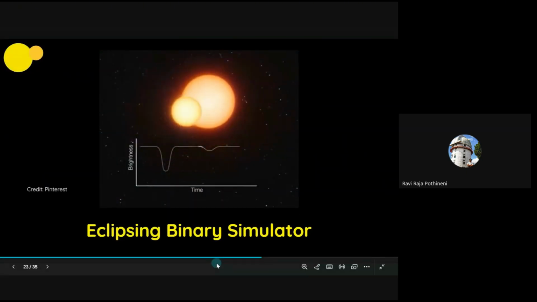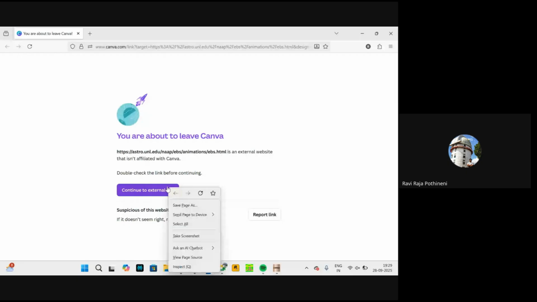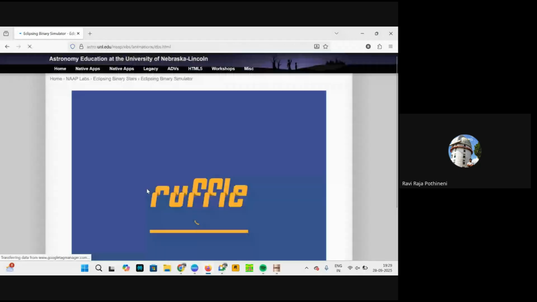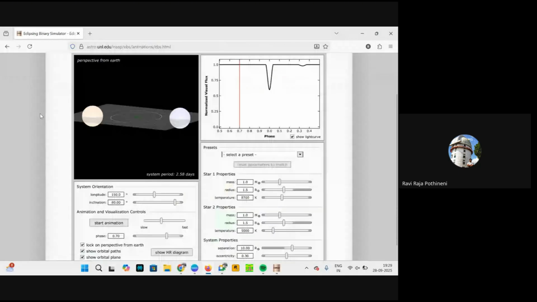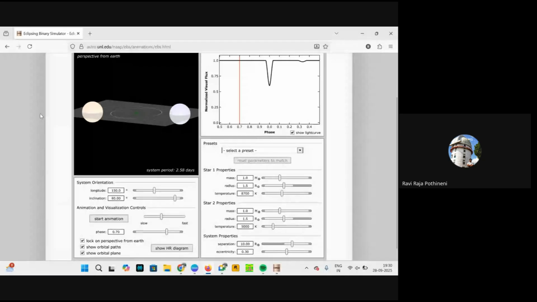Now, let us explore our simulator. I have chosen this simulator so that you will understand it very well. So let us explore it. Whatever questions you have, I will try to answer them very soon. This is one of the simulators I generally use for my outreach to explain eclipsing binary systems.